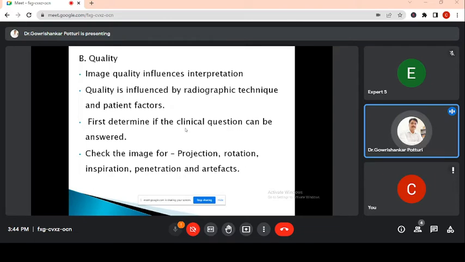Then you have to check the quality. Image quality influences interpretation. Quality is influenced by radiographic technique and patient factors. First, determine if the clinical question can be answered. Check the image for projection, rotation, inspiration, penetration, and artifacts.